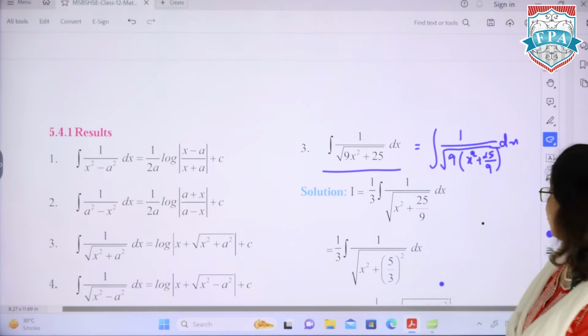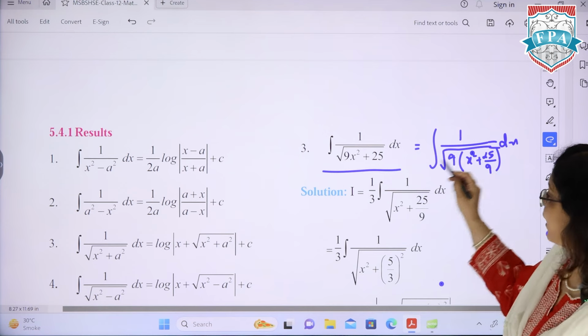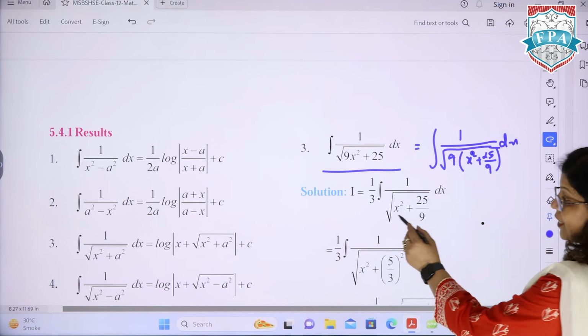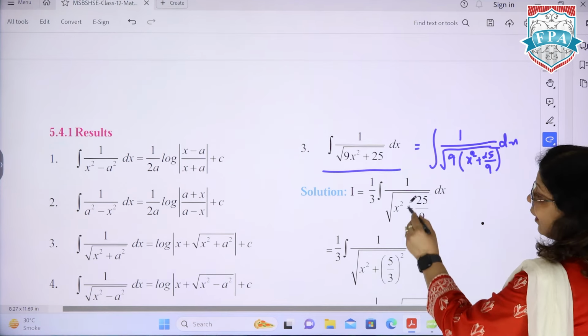So this intermediate step helps you to understand the thing. Okay. So once you get this particular thing, now this 9 will come out as 1 by 3. This is x square. 25 by 9 now will be written as 5 by 3 whole square. Okay. So once you come to 5 by 3 whole square, then you can directly apply the formula root x square plus a square, and your next step will be your answer. That it's 1 by 3 log under root x plus under root x square plus 5 by 3 whole square plus c. So these questions are not very lengthy, but you need to understand the formula base.